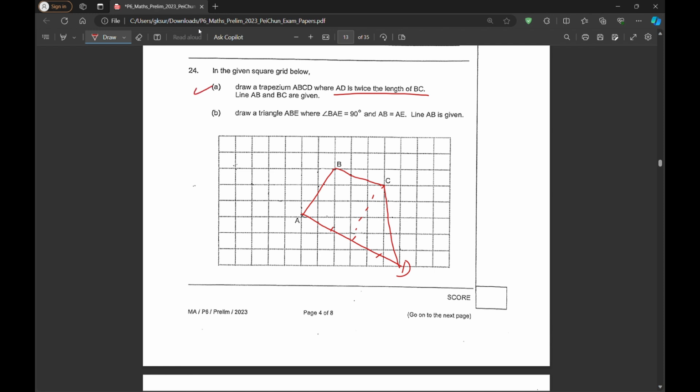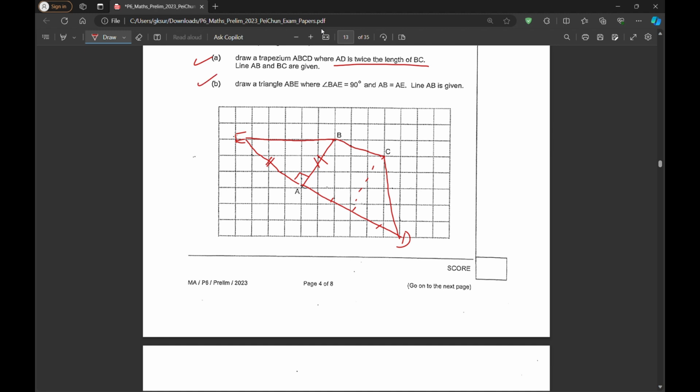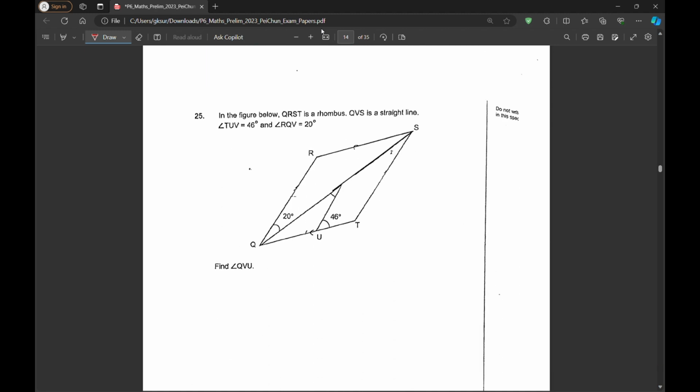So A is done. Draw a triangle ABE where BAE is 90 degrees and AB equals to AE. So if BAE equals to 90 degrees, it will have to look something like this, such that this is 90 degrees and this length is equals to this length. Then you draw a line across to form the triangle. So that's ABE. Pretty simple question, just have to be measuring carefully.